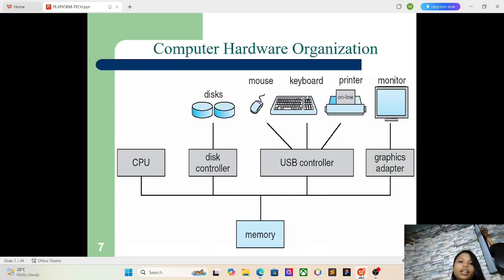So this is the computer hardware organization. Disk, mouse, keyboard, printer, monitor, and memory. CPU, disk controller, disk, USB controller, which connects the mouse, keyboard, and printer. The graphic adapter connects the monitor.